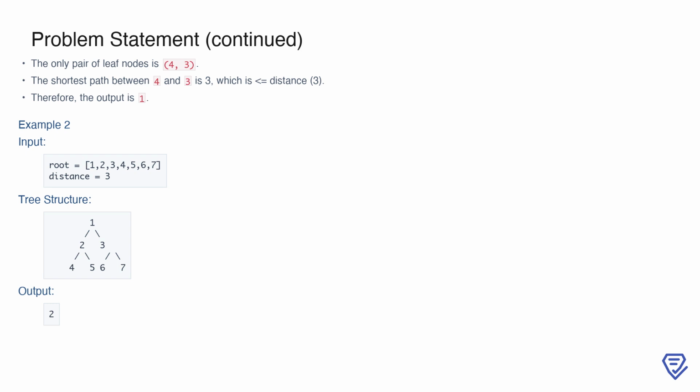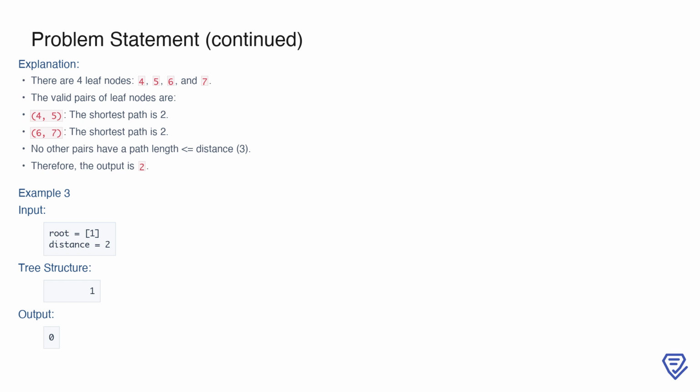Now, let's examine another example to solidify our understanding. In this second example, the binary tree is represented as root equals 1, 2, 3, 4, 5, 6, 7, with a distance value of 3. The tree structure is fully balanced, with node 1 as the root. Nodes 2 and 3 are its children, and each of these has two children of their own: 4, 5, 6, and 7. This gives us 4 leaf nodes. Among these, the valid pairs of leaf nodes are 4, 5, and 6, 7. For both pairs, the shortest path has a length of 2, which is less than or equal to the given distance of 3. No other pairs meet the condition, so the output is 2.